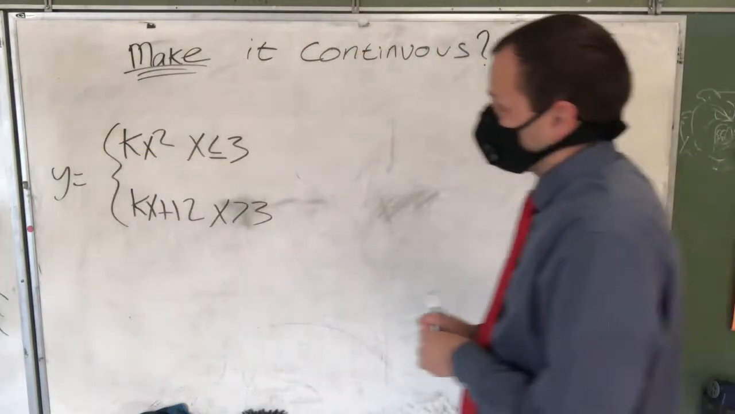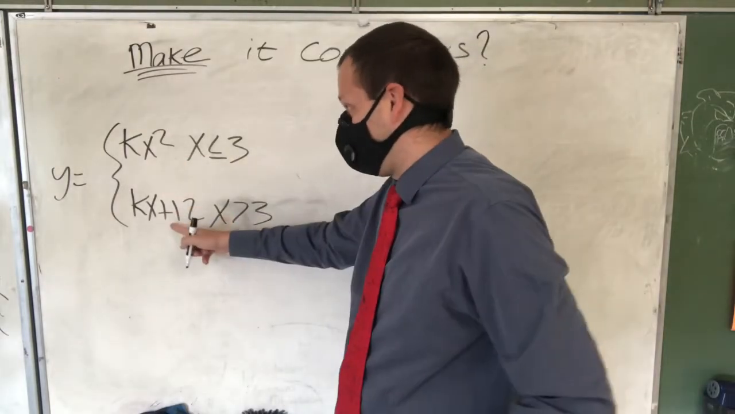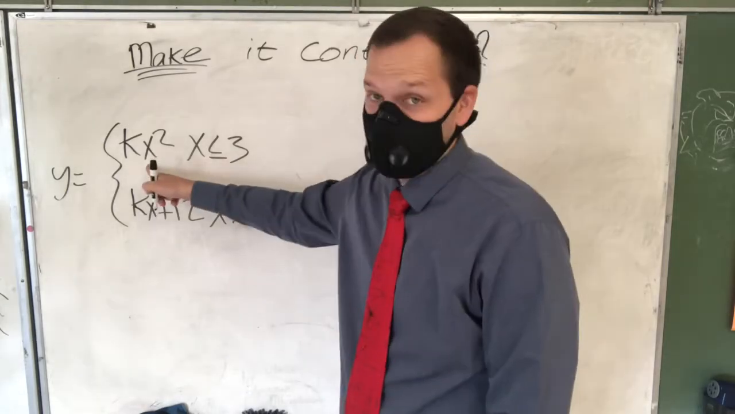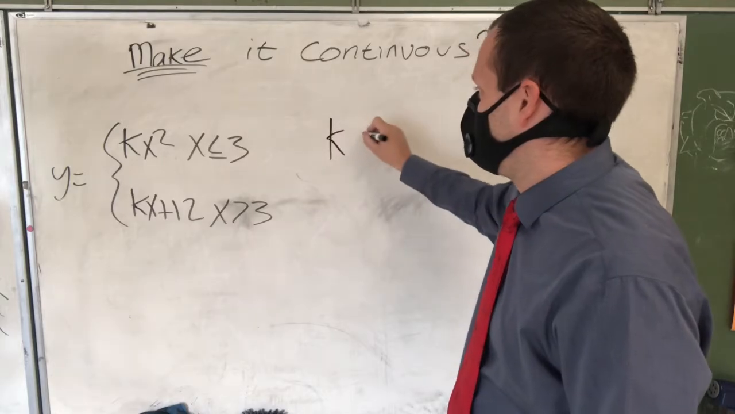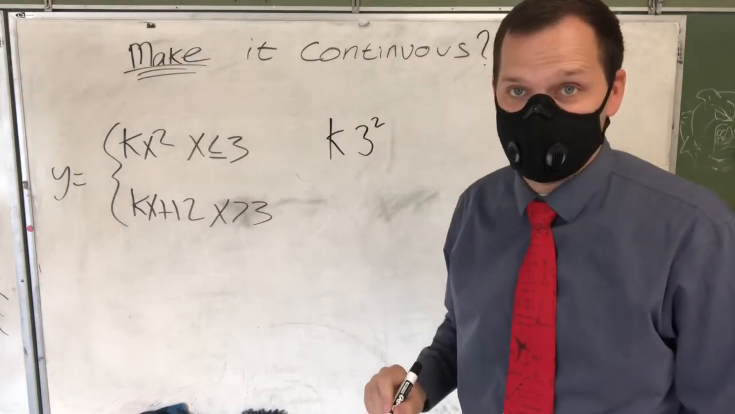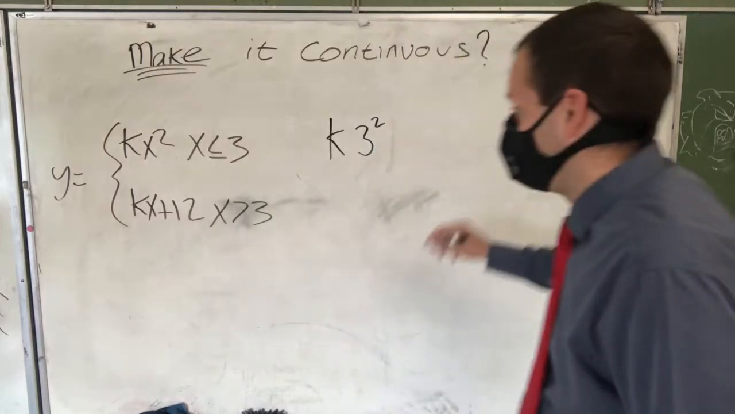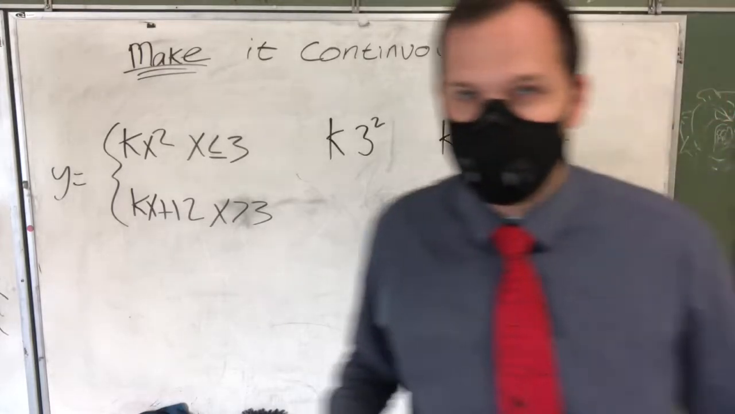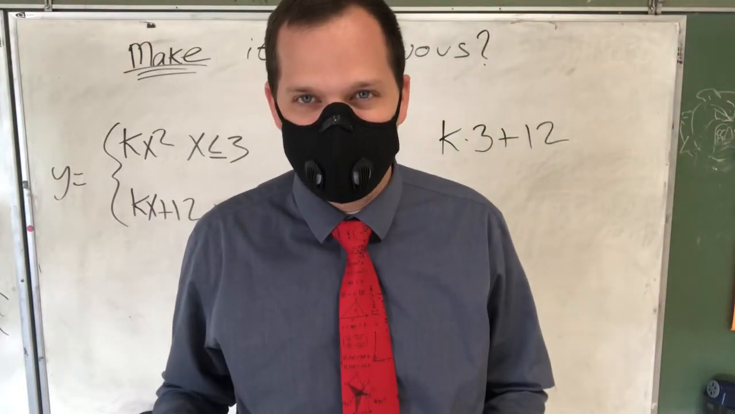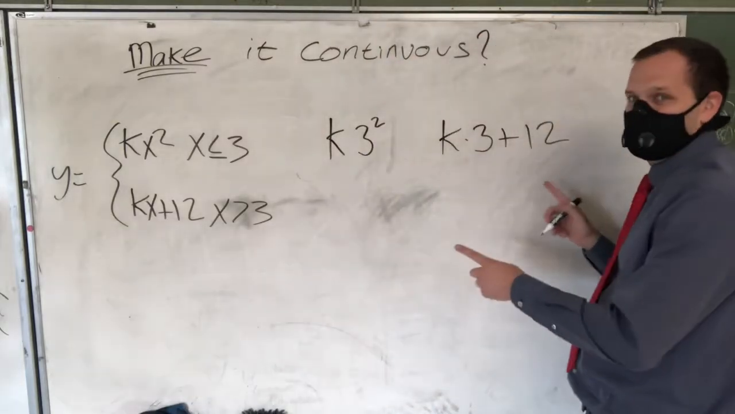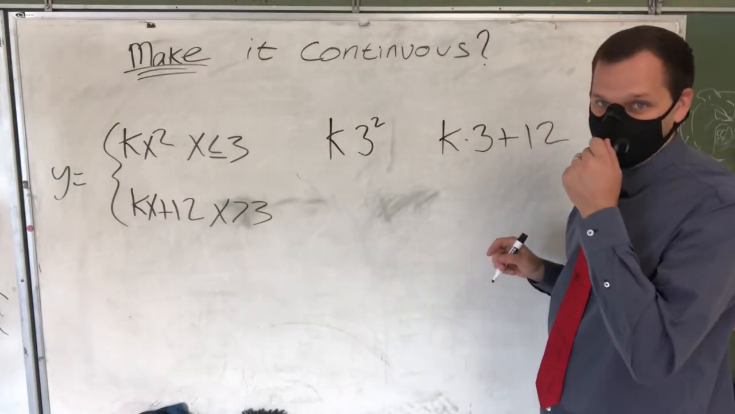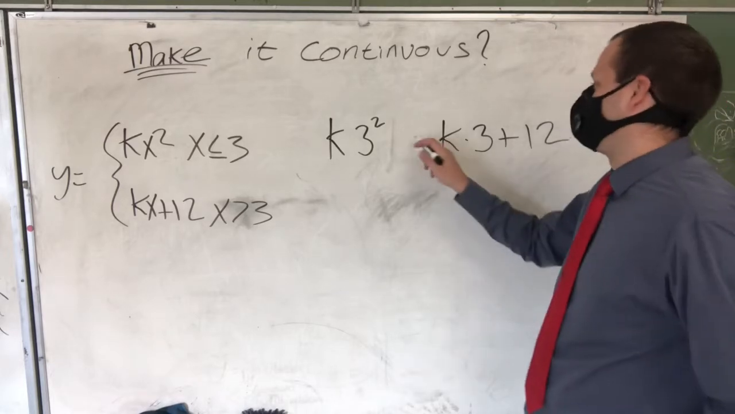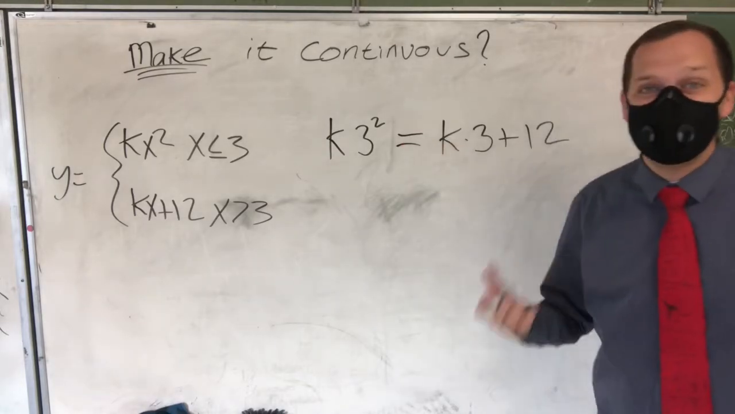So here we go. What we need to do is we need them to be the same when x is 3. When x is 3 is the key word here. So when x equals 3, this is k times 3 squared, right? When x equals 3 here, this is k times 3 plus 12. Now we want them to be the same. How would I say two things are the same mathematically? It's not with a subtraction sign. It's not with an addition sign. It's with an equal sign. Good job. We want them to be equal when x equals 3.